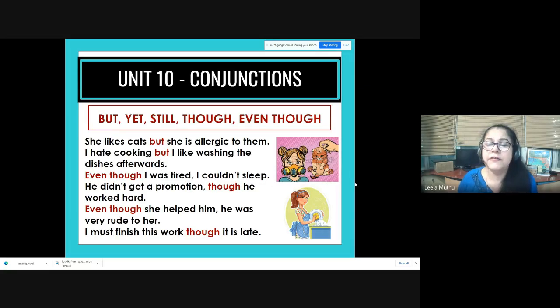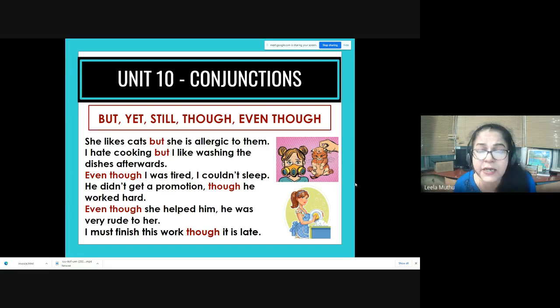Okay? So now we'll see the usage of the conjunction but. Okay? She likes cats, which is a very nice thing to be, but unfortunately, she has an allergy when they are around. Okay? So she's allergic to them. So here there are two contrasting statements. She likes them. She really shouldn't be having them, but she likes cats, but she's allergic to them. I hate cooking, but I like washing the dishes afterwards. Hate and like, contrasting sentences.